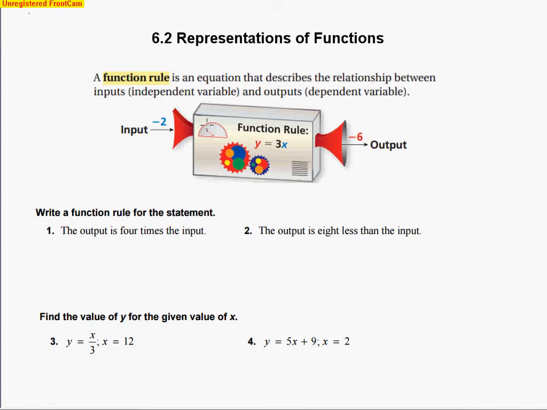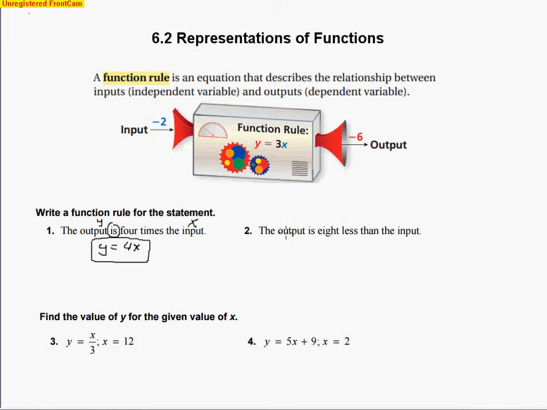And again, a function is when we get the same exact output every time that we put a specific input into the function rule. And so what they want us to do is write some function rules, and we're going to use y to represent the output, and we're going to use x to represent the input. And so here it says the output is 4 times the input. Is a word that represents equals, and so we're going to write y in place of output equals 4 times the input, so 4x, and that would be our answer.